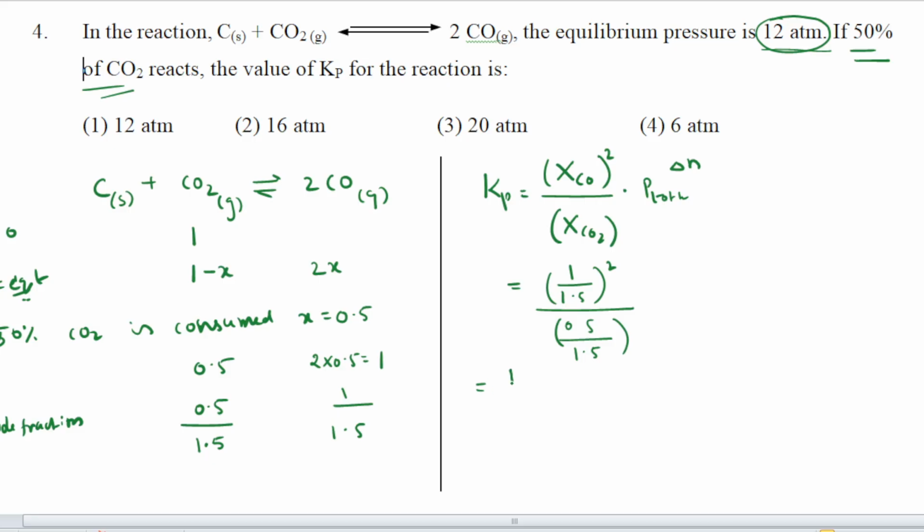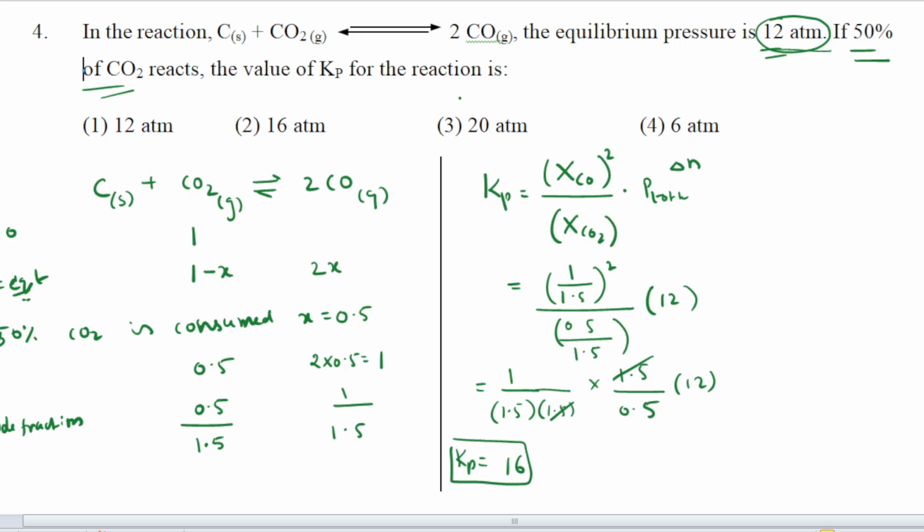So if you simplify this one, 1 by 1.5 into 1.5 into 1.5 divided by 0.5. This is on simplification, where we forgot to write the P total. It is equal to 12 atm, which is given here. So 12. So finally, on simplification we are going to get 16. So Kp of this reaction is 16, which is equal to option number 2. Thank you.